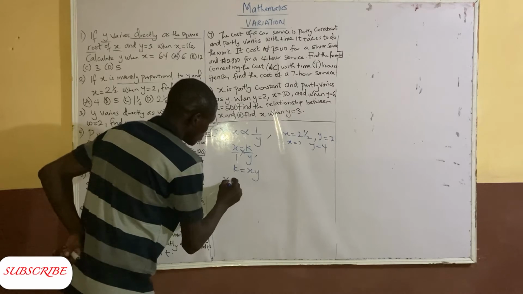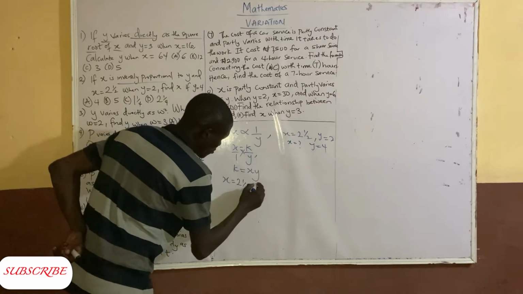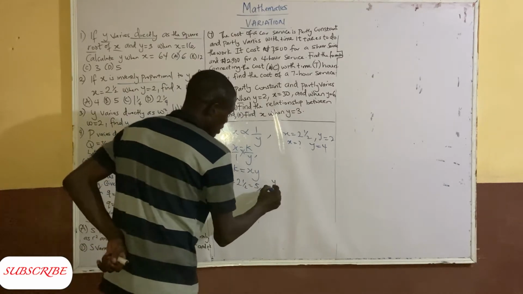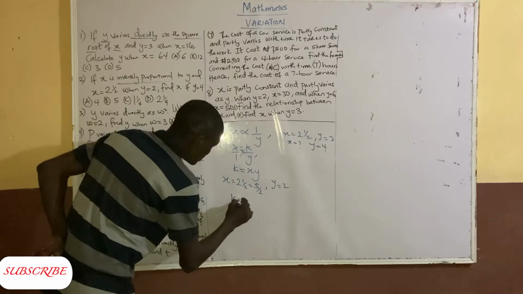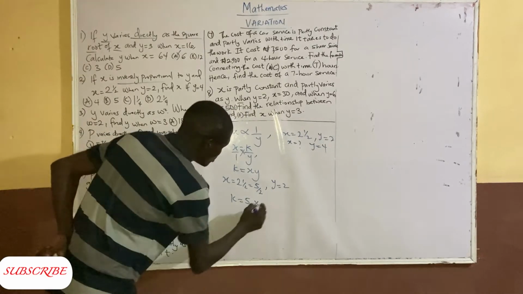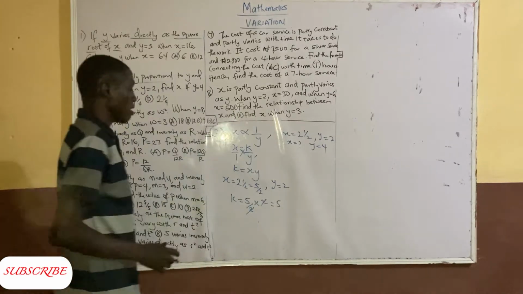x is equal to 2 over 2, which is what? 2 times 2 is 4, plus 1, 5 over 2. Then y equal to 2. So k will definitely be 5 over 2 multiplied by y, which is 2. 2 cancels 2, we have 5. So k is 5.